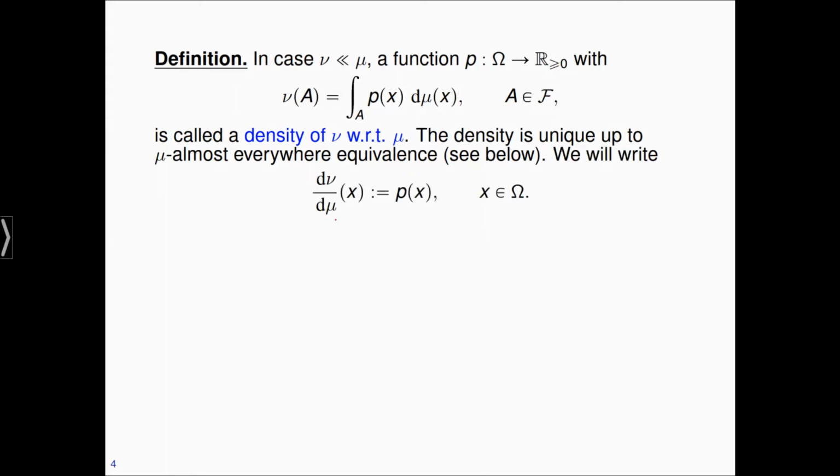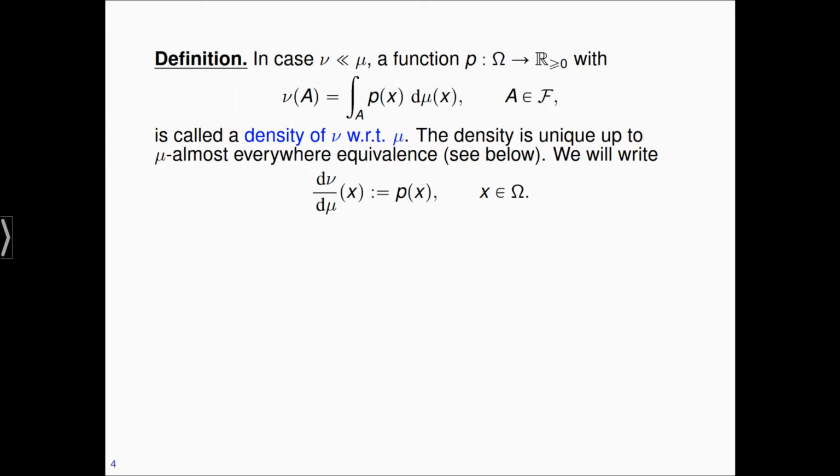We're going to use the following notation for the density. We're going to write d nu by d mu. This is the notation for a function p. And we note that this symbol is only defined mu almost everywhere, or defined up to mu almost everywhere equivalence. So this is the notation for the density.